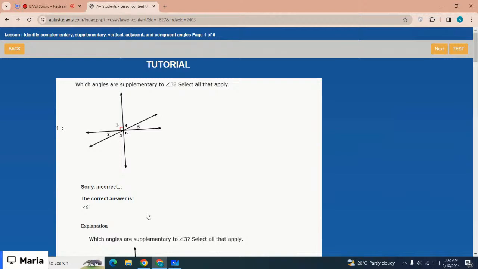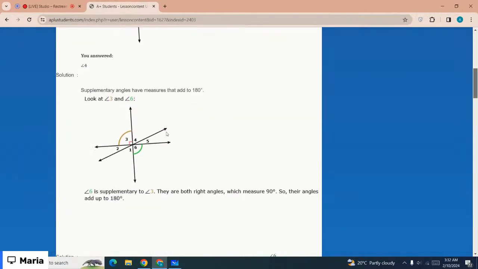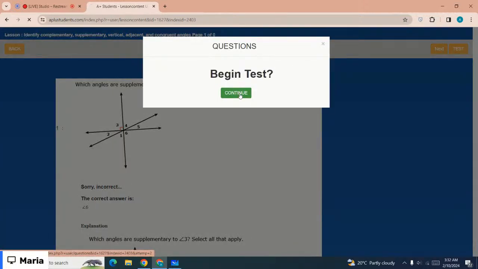Which angles are the supplementary angles? Select all that apply, right? You are given angle 3. You need to find the supplementary angle of angle 3, right? So angle 3 and angle 6 make supplementary angles because they both are right angles, that means 90 degrees, and when you add them, they make the sum 180. Supplementary angles are the ones whose sum is 180 degrees, right? Let's just start with the test questions.